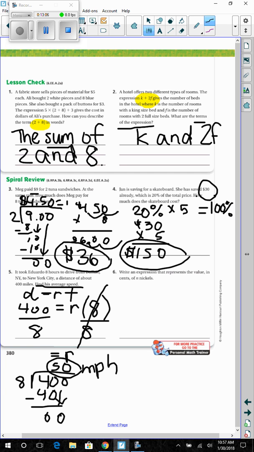Number 6. Write an expression that represents the value in cents of a nickel. So a nickel, we know, is equal to 5 cents. N is the variable, which would represent the number of nickels, but we do not know the number of nickels, so that's going to stay as N. 5 is going to go in that term next to the variable for your complete expression, so 5N.